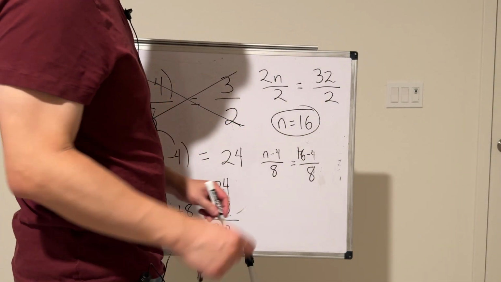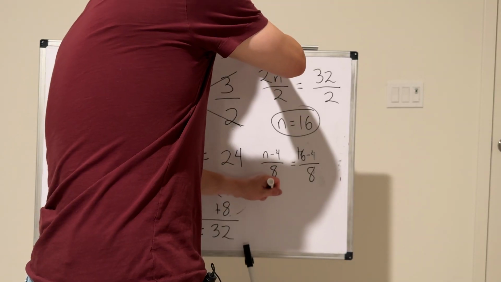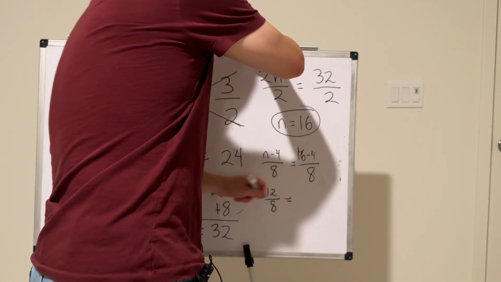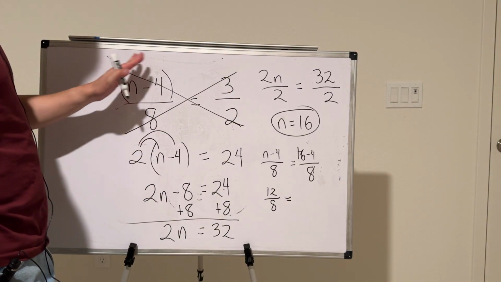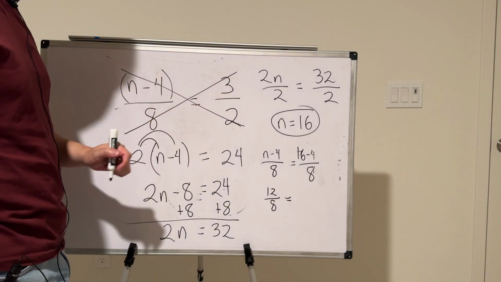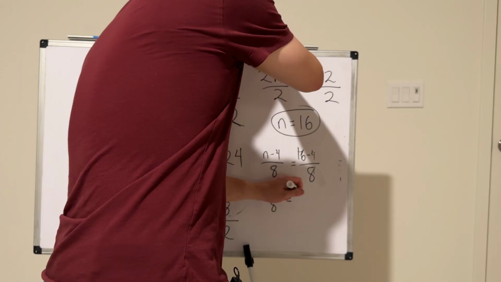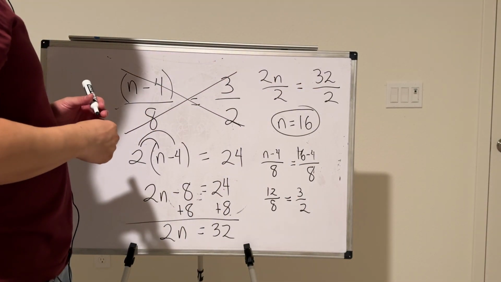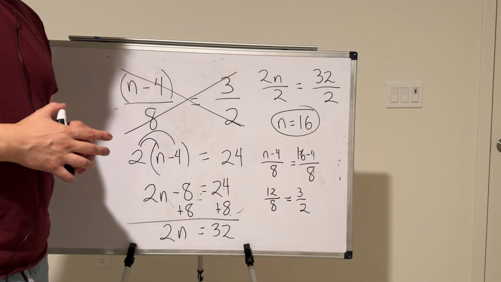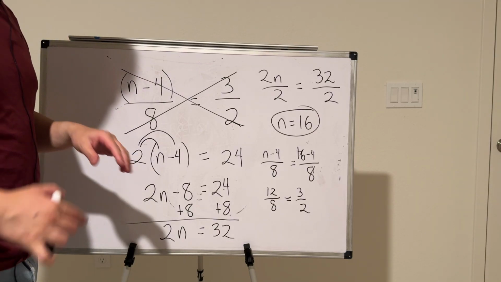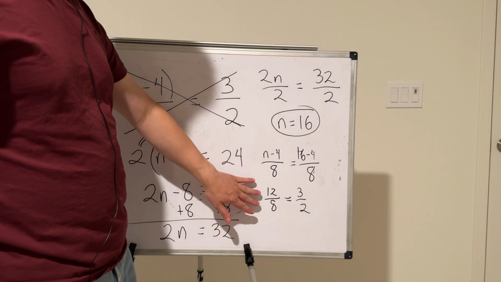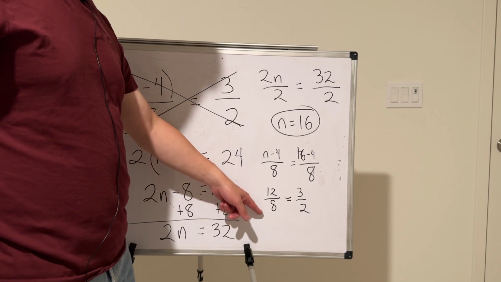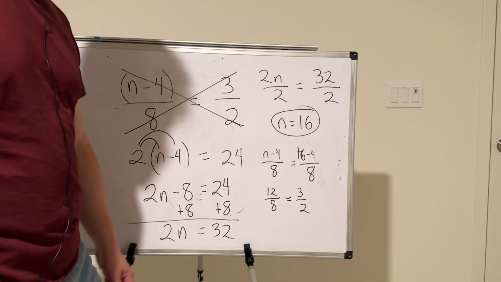16 minus 4 is 12 over 8. And remember, that whole thing was equal to 3 over 2. So that's 3 over 2. Now you might be able to divide this in your head and realize that if I reduce this fraction, dividing the top by 4 and dividing the bottom by 4 will give me 3 halves.